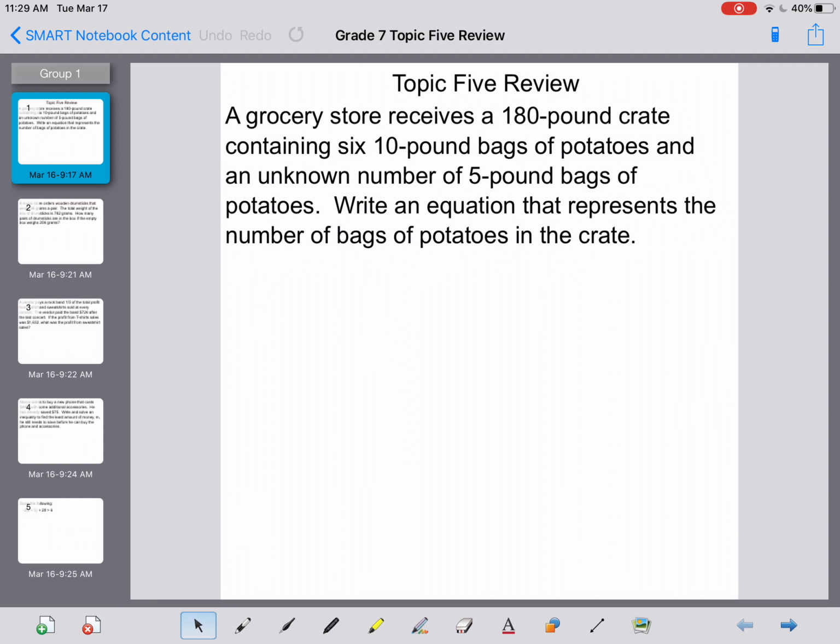Today's lesson is on topic 5 review. A grocery store receives a 180-pound crate containing 6 10-pound bags of potatoes and an unknown number of 5-pound bags of potatoes. Write an equation that represents the number of bags of potatoes in the crate. Take a second to copy down the question.